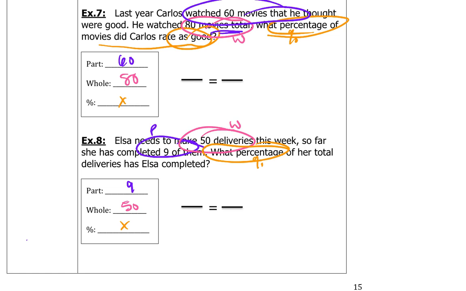Okay, set it up, solve it, bring it to class. Let's see how you do. Okay, good luck. Let's go. Take a break, look these over, set up your proportions. We'll go from here. Good luck.